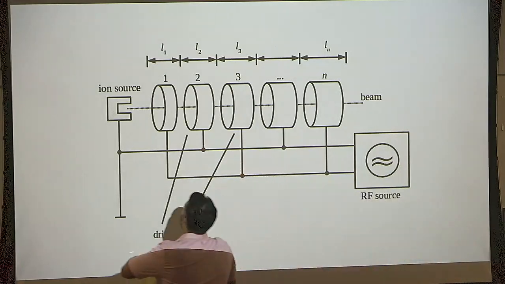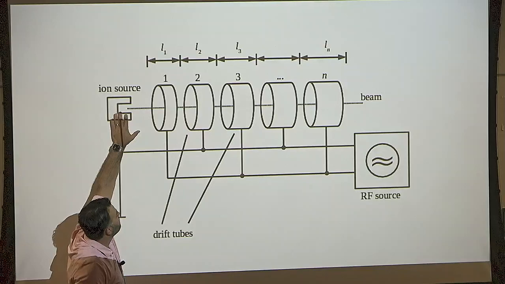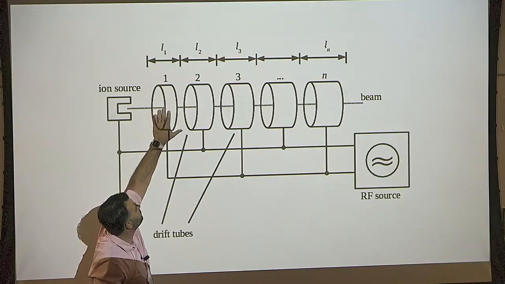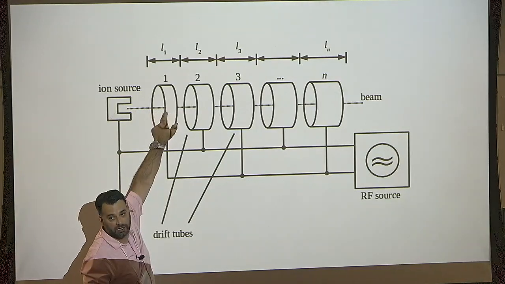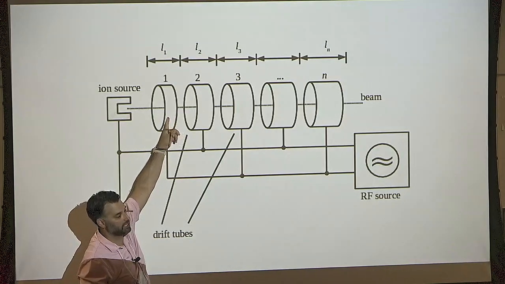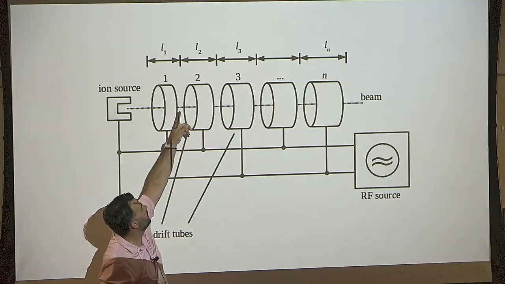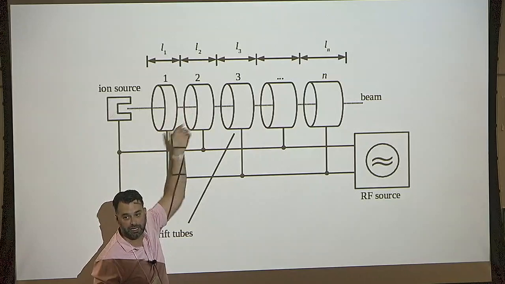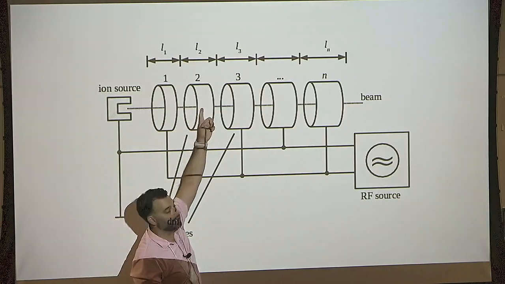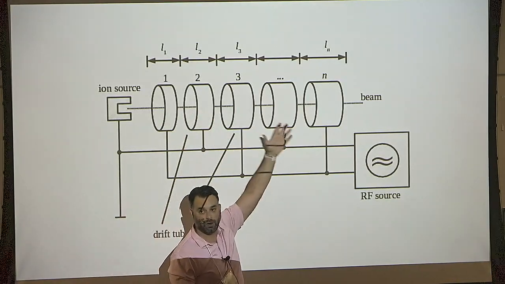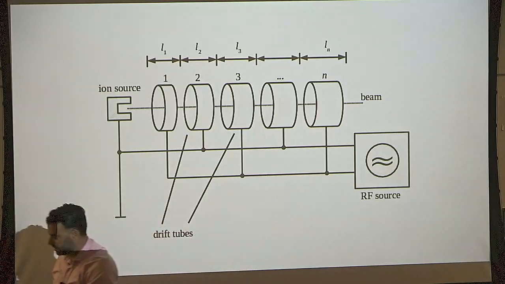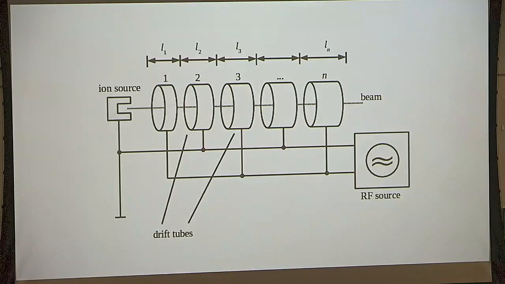But we'll try to arrange this such that when the particle travels through one of them, where there's no field inside, that's when the potential is negative. And then when I get here, the potential will be positive, and I'll get accelerated. Then I'll hit here, it'll be negative, positive, and so on. Okay? So this is the concept of a linear RF accelerator that's been around for the better part of a century.